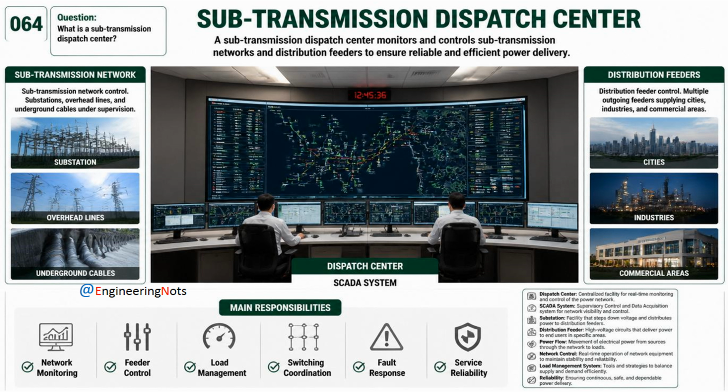network disturbances. In the United States, Europe, and many other countries, the voltage levels under the control of these centers vary depending on utility standards and network design. In summary, a subtransmission dispatch center supervises and controls subtransmission systems and distribution feeders to ensure reliable power delivery.